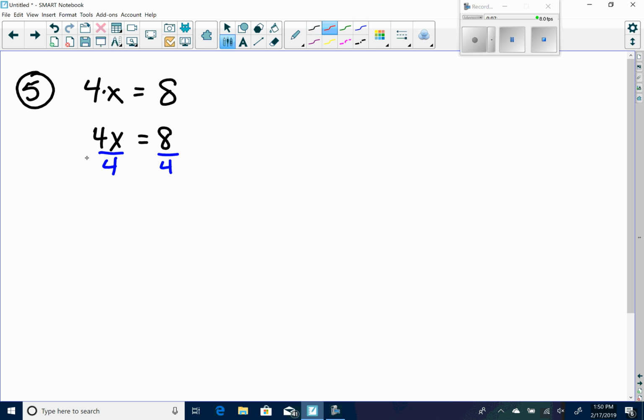So what's going to happen here, I don't really want to say they cancel because they're not giving you a 0. They divide out. The 4's divide out here. They turn into a 1. So we're left with x, and then 8 divided by 4 will give us 2. If we check this, 4 times 2 is equal to 8.